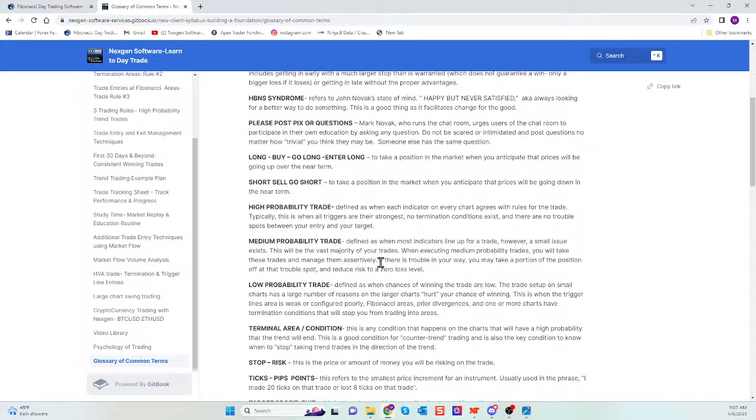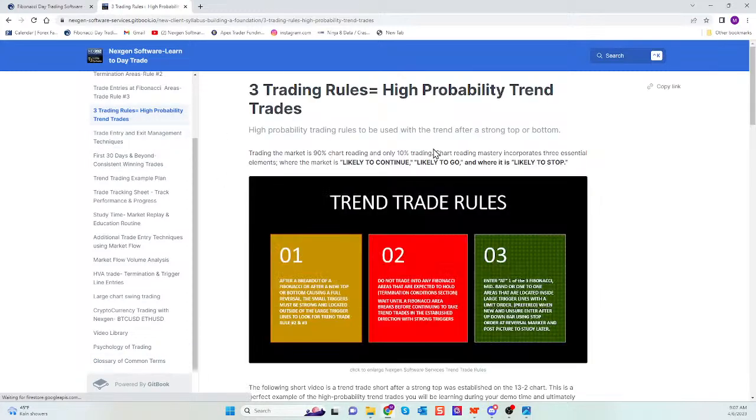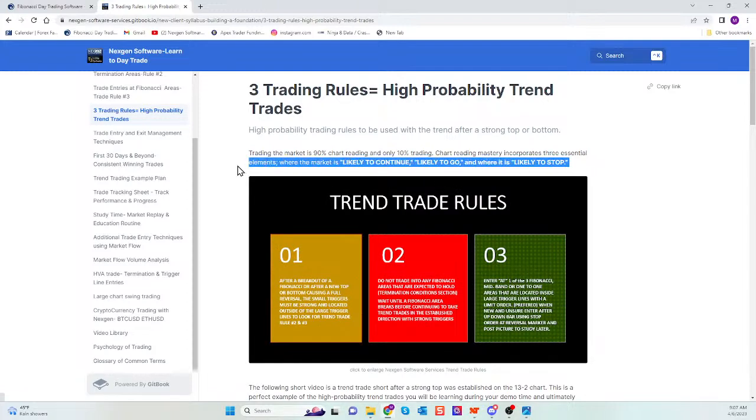And this is going to be when every indicator on every chart lines up and agrees with the rules for the trade. Typically, the triggers are the strongest, no termination conditions exist, and there's no trouble between you and your target. Guys, the high probability trade, when executed properly, typically wins 70 to 80% of the time. I always tell new users, focus on that high probability trend trade, because what it's going to do for you is it's going to teach you to read your charts, guys.